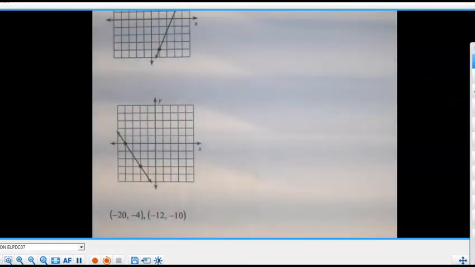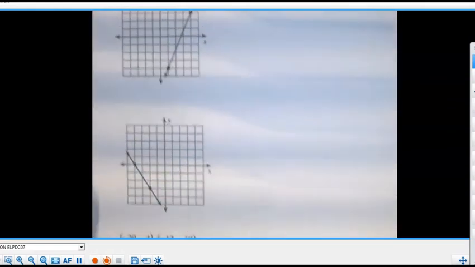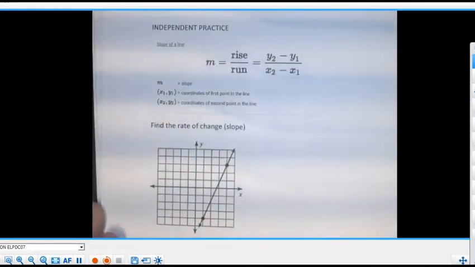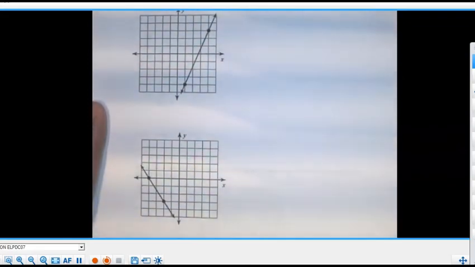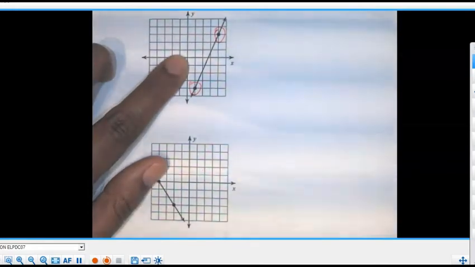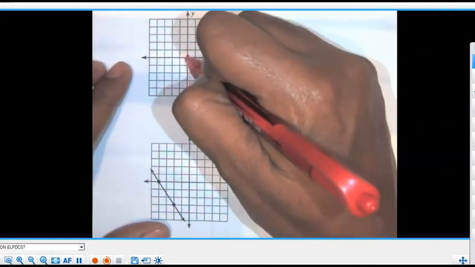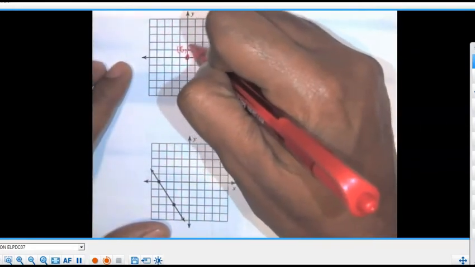Okay, let's do our independent practice. All right. Again, I put the formula there. Calculate the rate of change. And again, very simple. 2 points. So I start here at, this is always 0, 0, right? Smack in the middle. This is 0, 0.